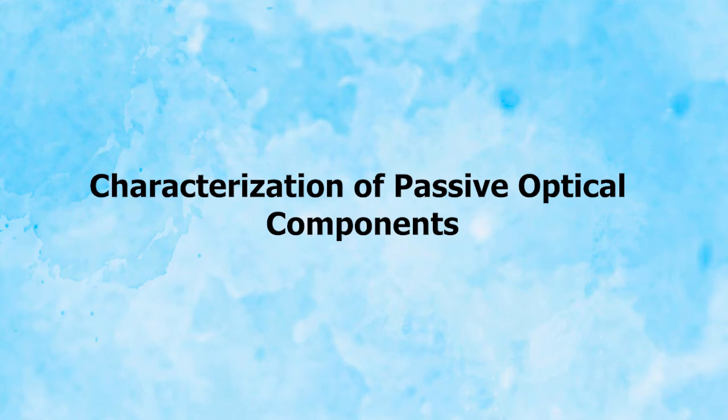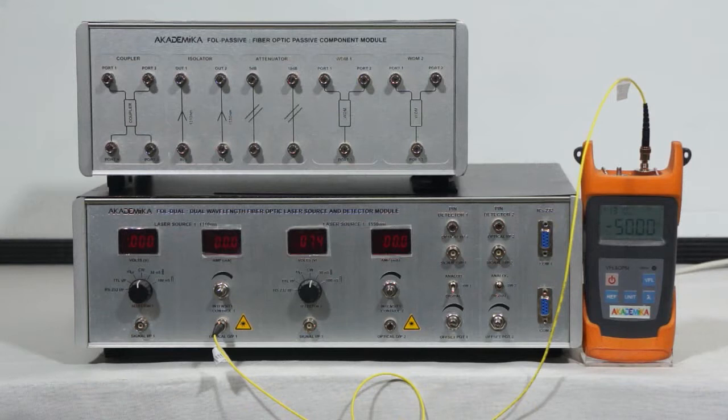Characterization of passive optical components. Here, we will characterize each passive component and verify it with the datasheet. For this experiment, we require FOL dual, FOL passive, and optical power meter.